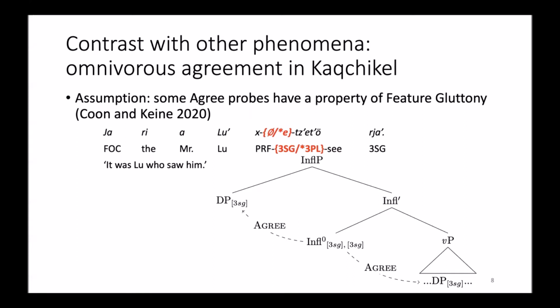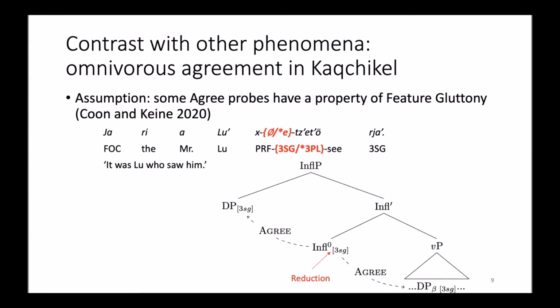for third singular set of Phi features, but it also agreed with the object pronoun that is also third singular Phi features. And what it does is it copies all these values of Phi features onto the infill head and later performs some kind of reduction according to that scale that I just talked about, and ends up with a third singular set of Phi features. So what crucially we never see is, for example, a third plural morpheme in this construction.